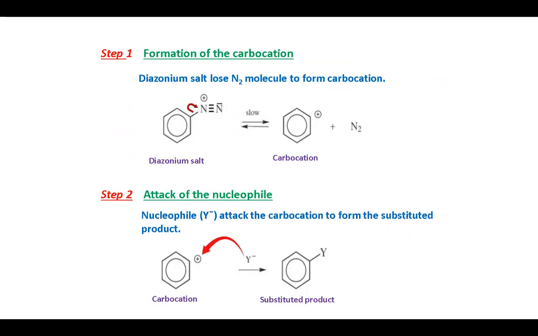Now we'll see the mechanism. The mechanism of ArSN1 involves two steps. Step 1 involves the formation of the carbocation. See the reaction. When the diazonium salt loses an N2 molecule, it forms a carbocation, which is an intermediate. Step 1 is the slow step, hence the rate determining step.